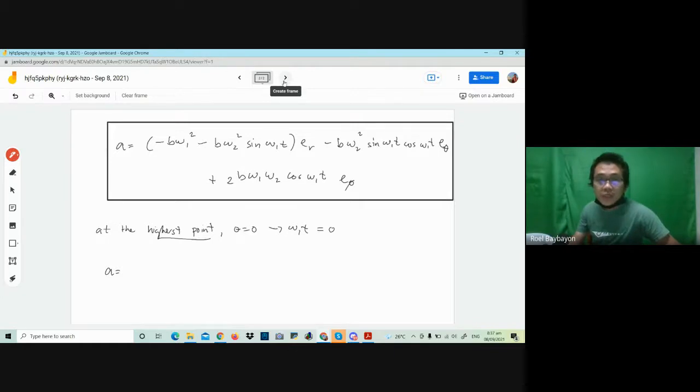So what will happen is that sin omega 1 t is 0, because sin 0 is 0. Also this is equal to 0, and then this one is equal to 1. Right? Cosine 0 is 1. So therefore, the acceleration at the highest point is minus b.